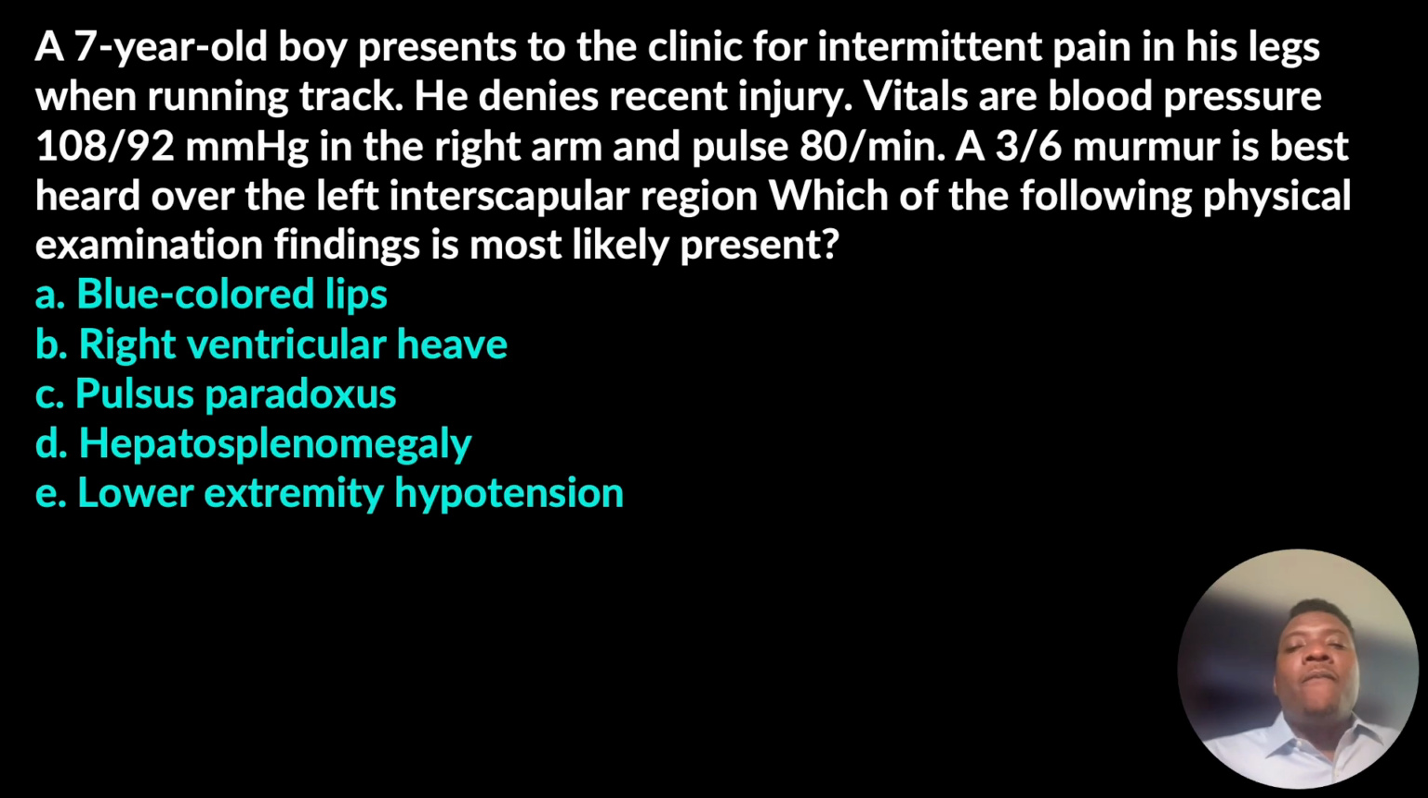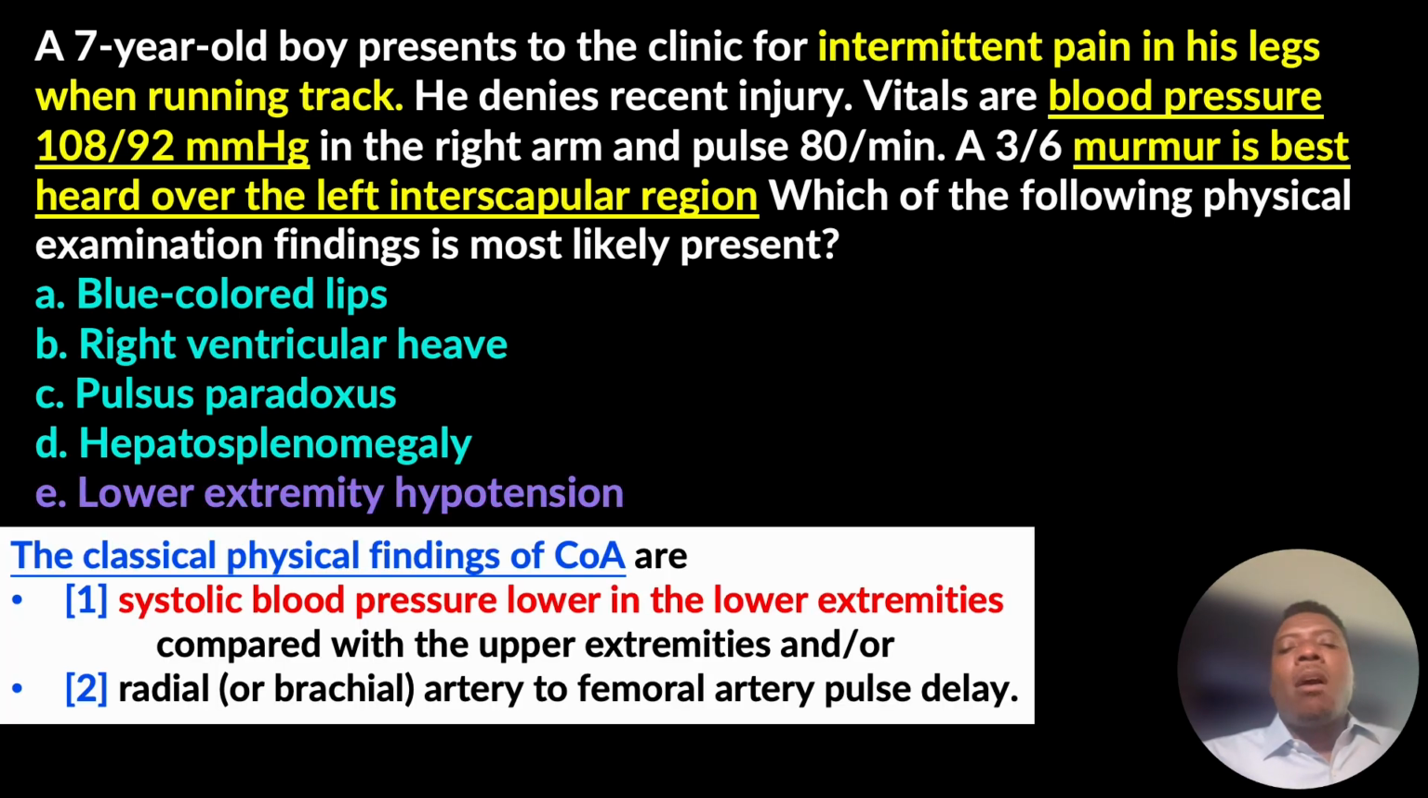Which of the following physical examination findings would most likely be present in this patient? Young kid that has claudication in his lower extremities, high blood pressure, you should be worried about coarctation of the aorta. So we expect they would have upper extremity high blood pressure, lower extremity low blood pressure, and that brachiofemoral delay, that delay of the femoral pulse in relation to the brachial pulse.